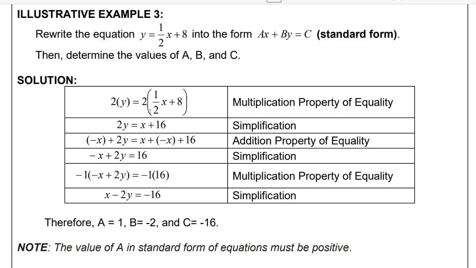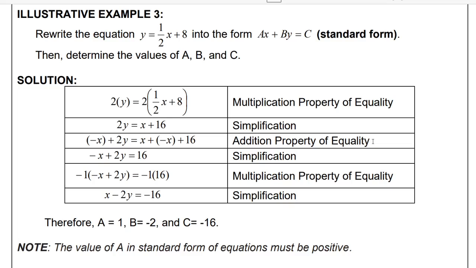Next, our given is y equals 1/2 x plus 8. For you to eliminate the denominator, whatever the denominator is, you have to multiply it on both sides. Since our denominator here is 2, you have to multiply the expression by 2 on both sides. So this will become 2y, and 2 times 1 is 2, over 2, that will become 1x, and 2 times 8 is 16. Then, simplifying, we have this one.